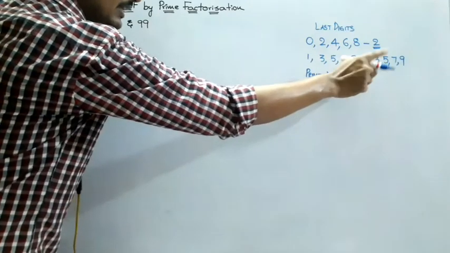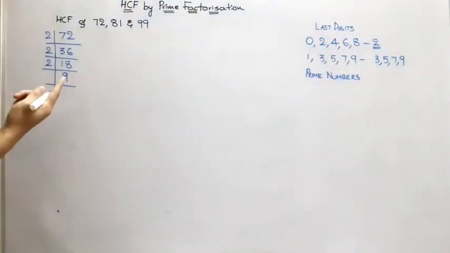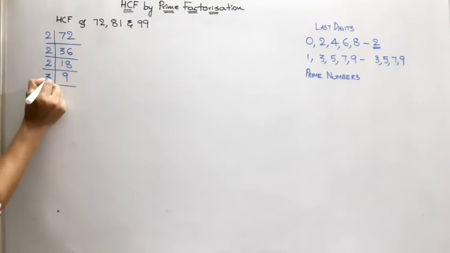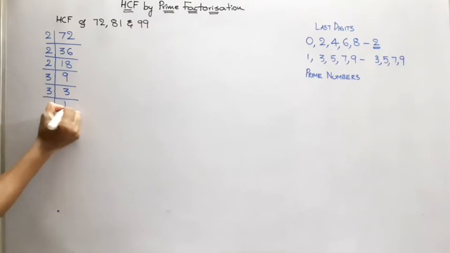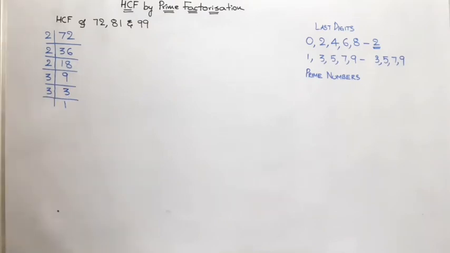We have to check with 3 first. We can cancel 9 in 3 tables. So directly we can write 3 3s are 9. Again, last is 3 1s are 3. As we got the 1, we are done with the process.